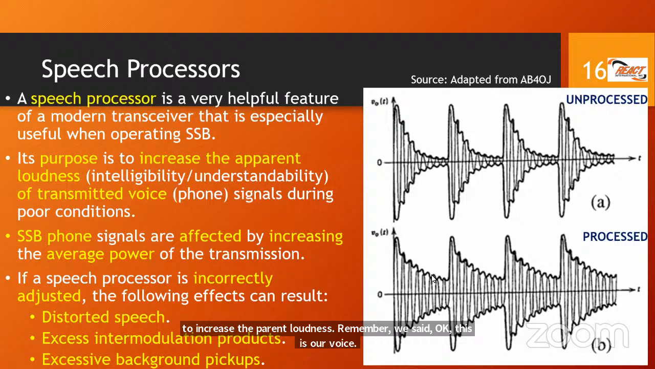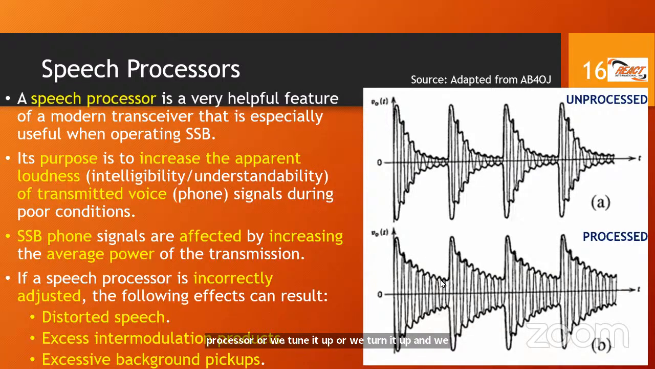We turn on the speech processor, or we tune it up, and we increase the level and loudness of our voice. So we go from a fairly weak voice signal here to a stronger voice signal that goes into our transmitter, and therefore the transmitted voice is increased. It helps, especially during poor or bad band conditions where there's a lot of noise. The louder we are, the better we may be heard as well. But again, as we cautioned before, you don't want to be too loud because you can be distorted.